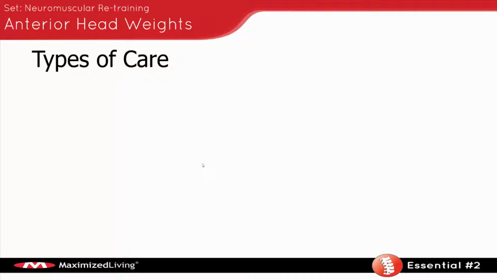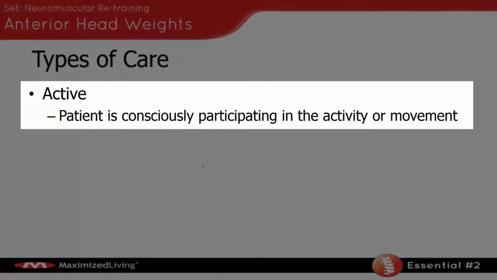Now, there are three types of care. The first type of care is going to be an active care. Active care is where the patient is constantly participating in the activity to create an isometric or a muscle strength or a muscle recruitment. This is going to be mostly the isometrics that we prescribe.